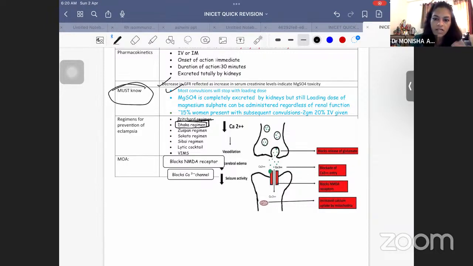And the mechanism of action of magnesium sulfate: it blocks the NMDA receptor, so all the excitatory things will reduce, thereby acting as an anticonvulsant. It blocks the calcium channel, thereby decreasing the calcium level. When the calcium level decreases, there is vasodilatation, cerebral edema decreases, and seizure activity decreases.